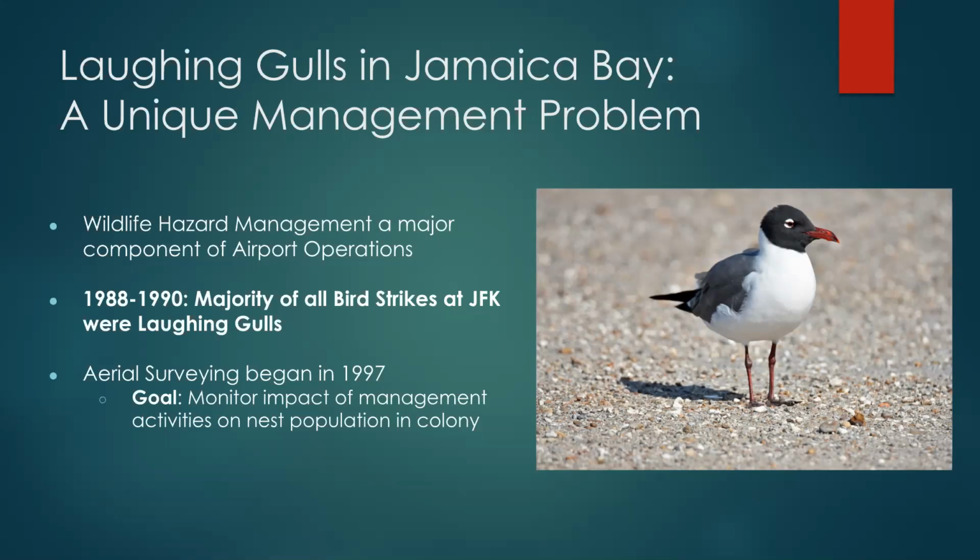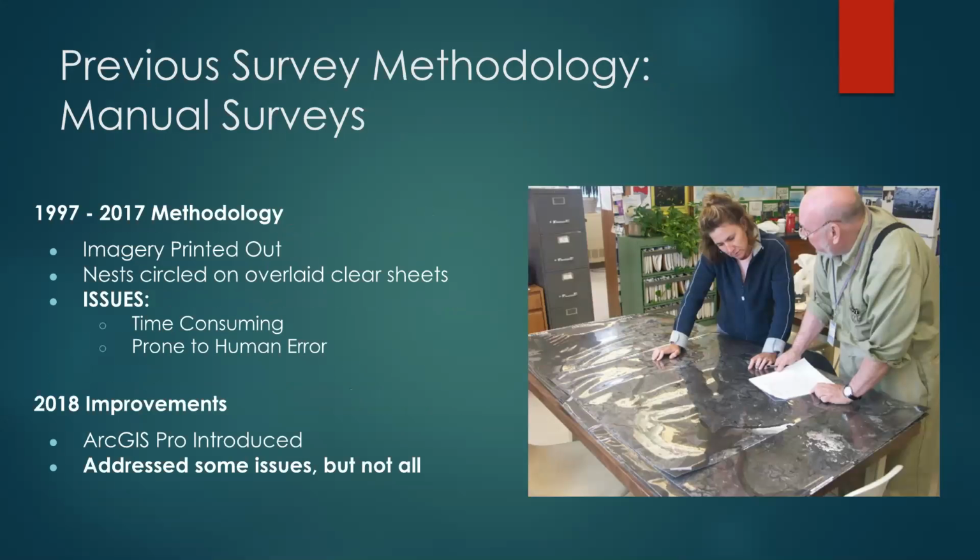And because this plan had a lethal component, they implemented an aerial surveying program in 1997 to monitor the impact that their management plan was having on that nesting population due to its importance. So between 1997 and 2017, aerial surveying was conducted what I like to call the hard way, using large panchromatic aerial photos, clear sheets, a magnifying glass, and a marker. The maps were printed out and broken down into a grid using the clear overlay sheets, and then you take the magnifying glass and the marker and you go off on your way looking for all the nests in the imagery.